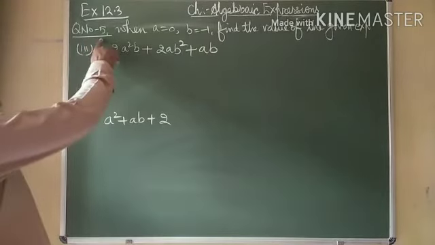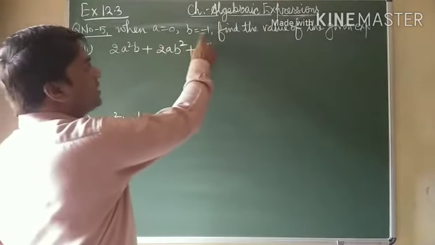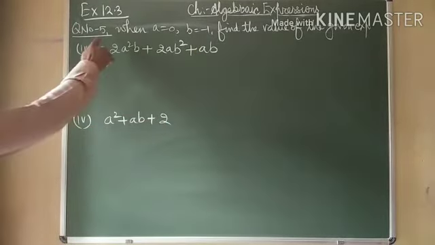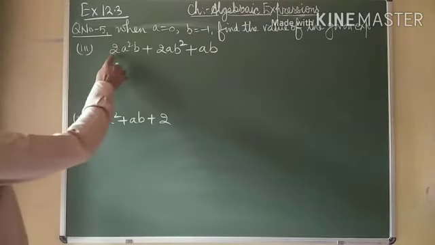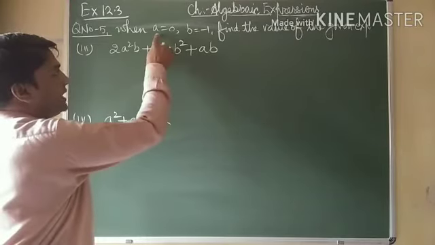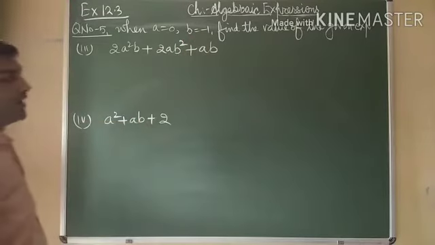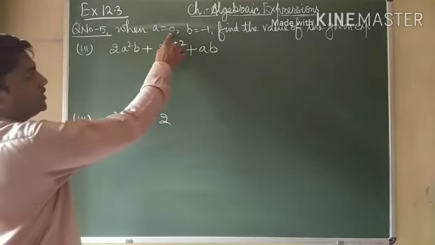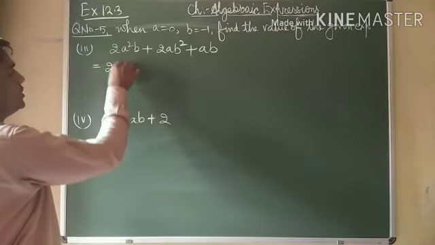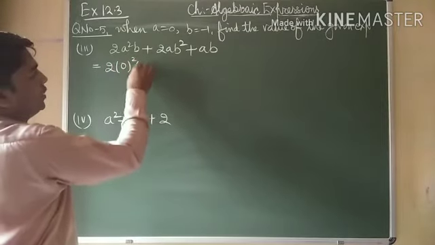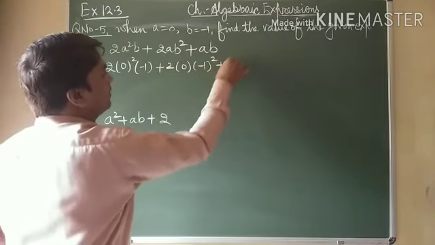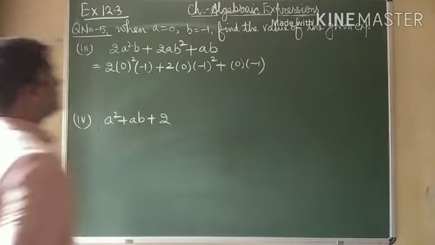Next is question number 5. When a is equal to 0, b is equal to minus 1, find the value of the given algebraic expression. So first we have question number 5, third part. We have to find the value of 2a square b plus 2ab square plus ab at a is equal to 0 and b is equal to minus 1. So putting the value of a is equal to 0 and b is equal to minus 1 here, we get 2 into 0 square into minus 1 plus 2 into 0 into minus 1 square plus 0 into minus 1.